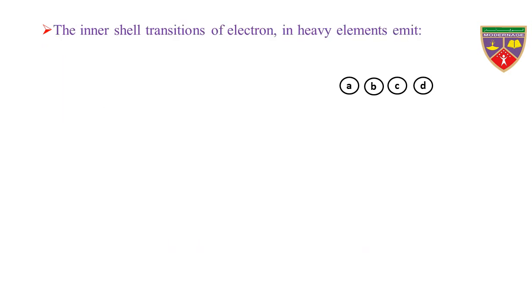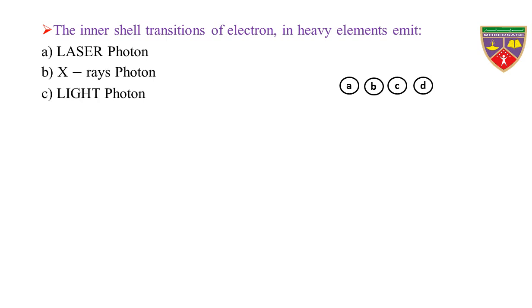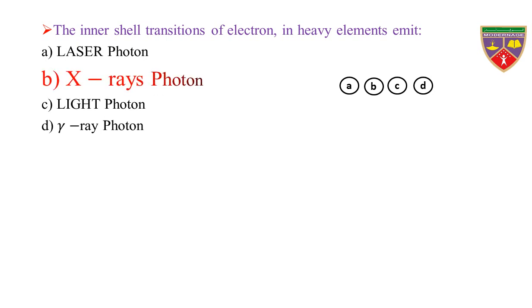The inner shell transition of electrons in heavy elements emits: option A, laser photon; option B, X-ray photon; option C, light photon; option D, gamma ray photon. The key is X-ray photon. Therefore, the correct option is B.